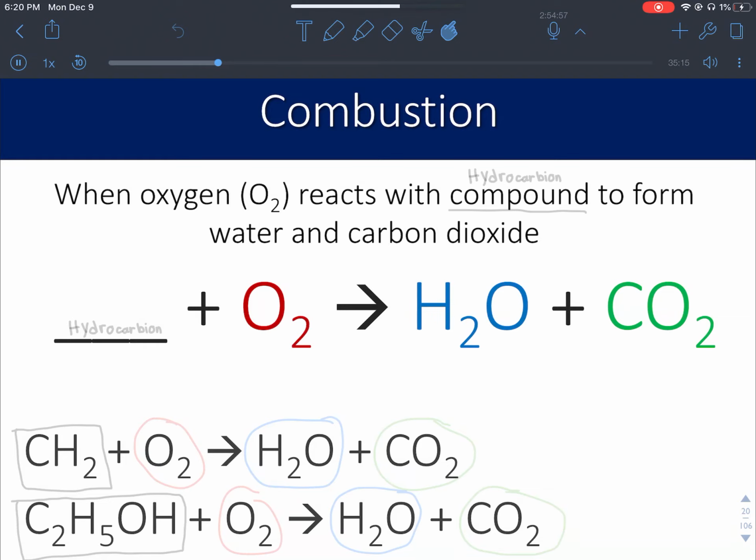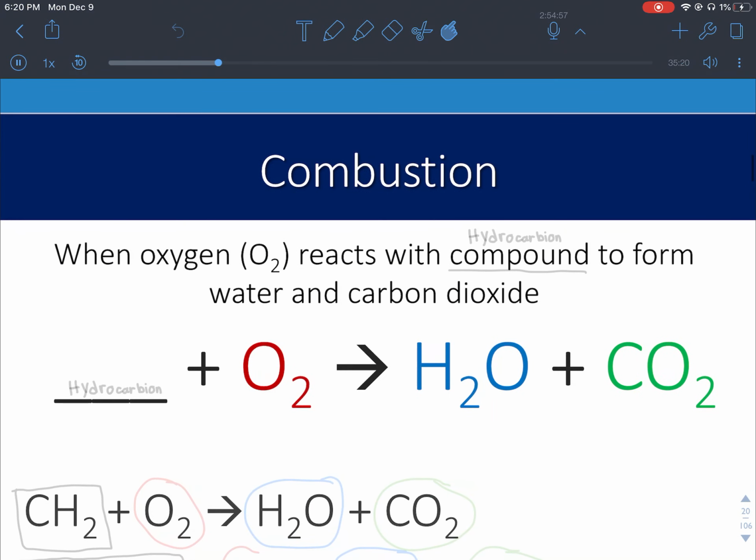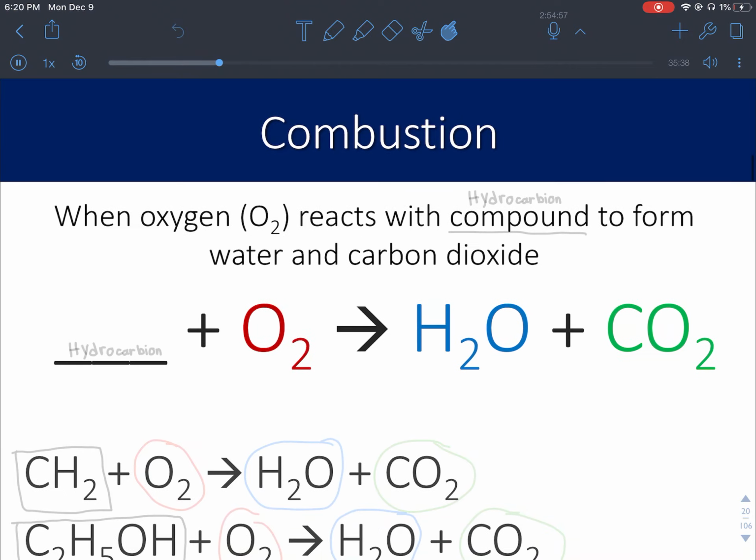How you're going to identify combustion is look at that oxygen, water, and carbon dioxide. Every single combustion reaction is a hydrocarbon reacting with oxygen to make water and carbon dioxide. These three things will always be the same. And you can see them down here: O2, O2, O2; H2O, H2O, H2O; CO2, CO2. You're going to see those three things in every single combustion reaction.